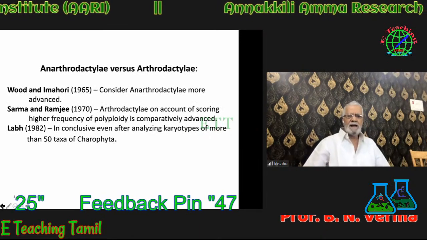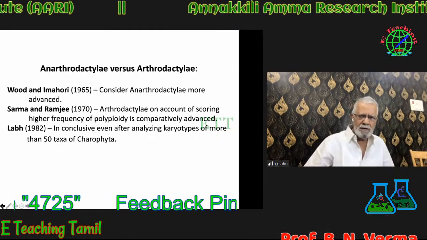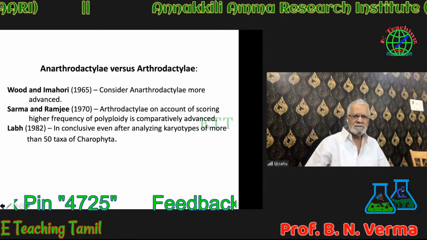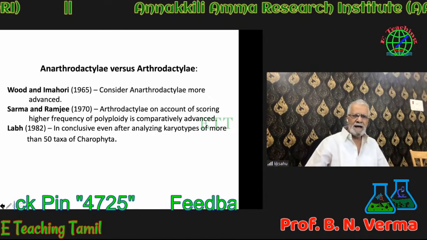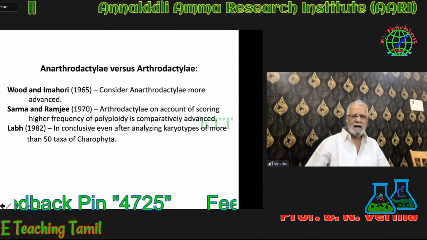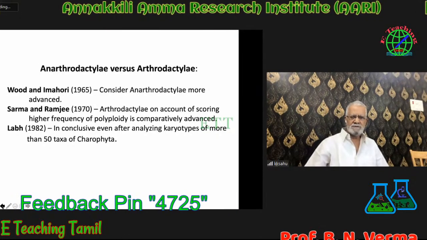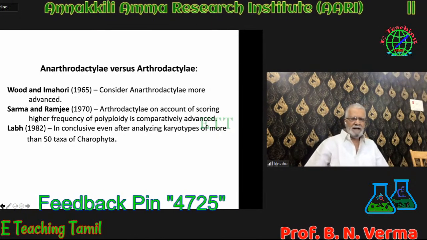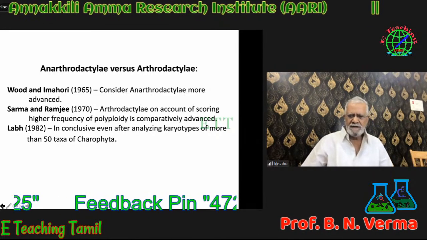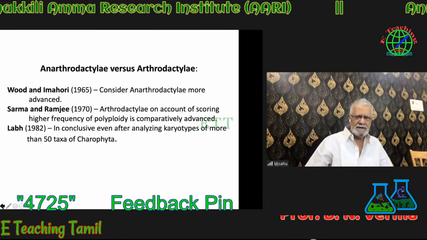Anarthrodactyly versus arthrodactyly. Wood and Imahori considered anarthrodactyly more advanced, and Sarma and Ramji consider arthrodactyly, on account of scoring a higher frequency of polyploidy, comparatively advanced. Love, in conclusion, even after analyzing the karyotype of more than 50 taxa of charophytes.